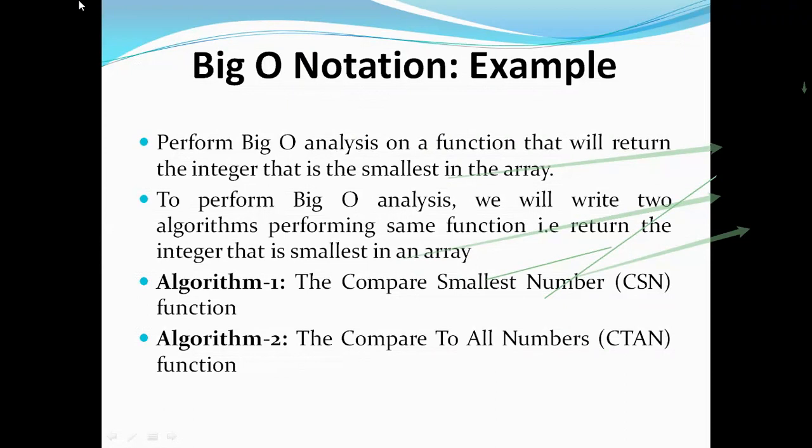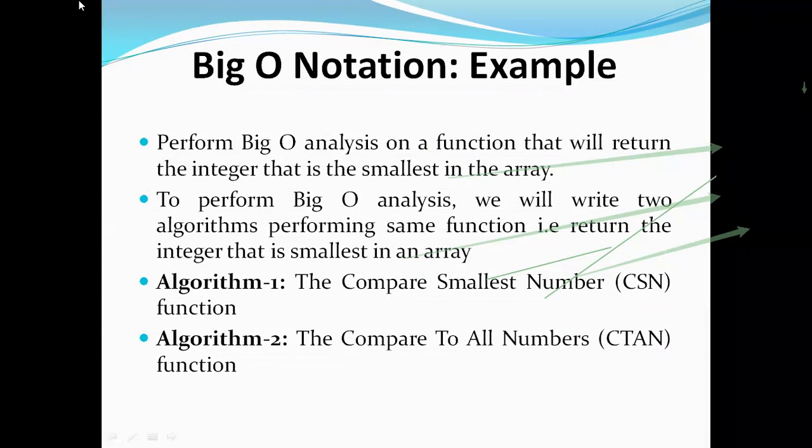We can solve the problem in two methods. The first method is algorithm one, that is compare smallest number, and the second method is algorithm two, in which again we compare all the numbers. In algorithm one we use one single loop, and in algorithm two we have used two different loops. So the same problem can be solved in two different ways. One will take more time because we have used two loops, and one will take less time because we have used only one loop.